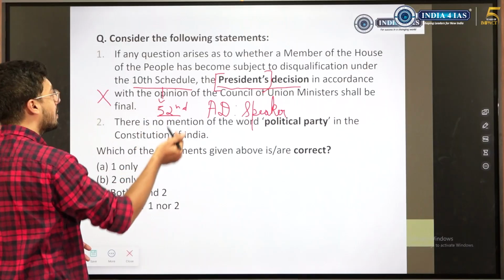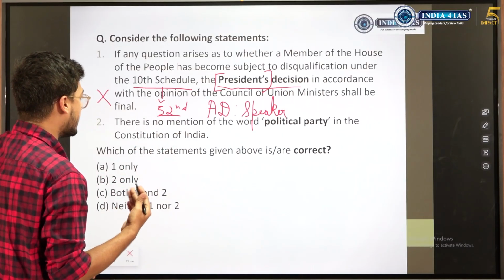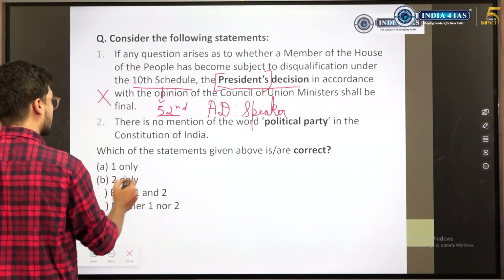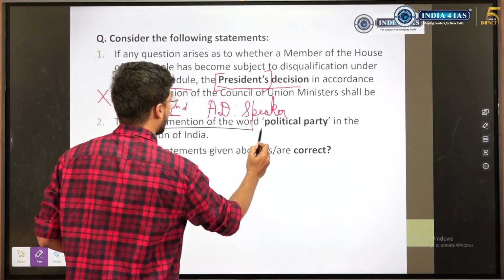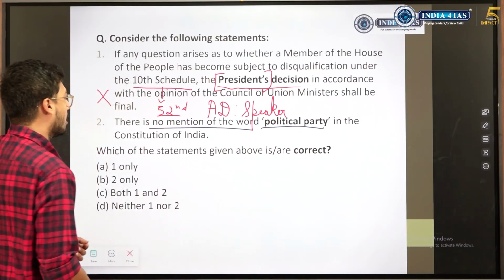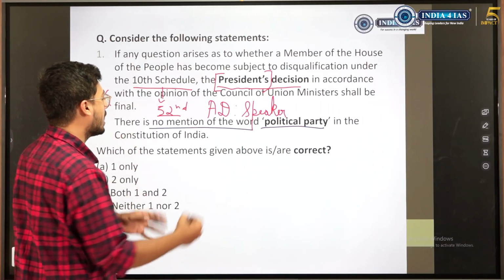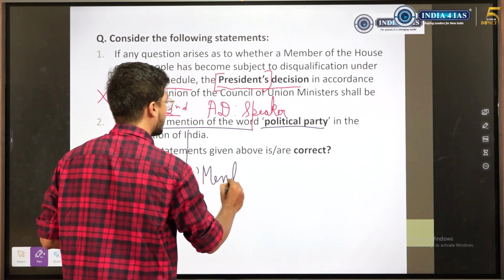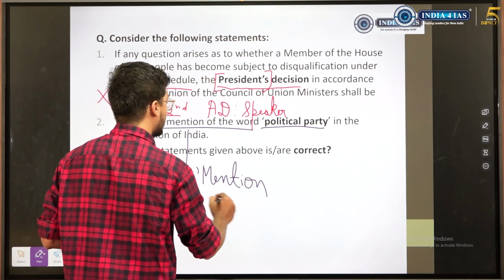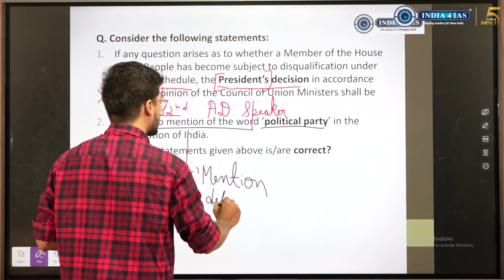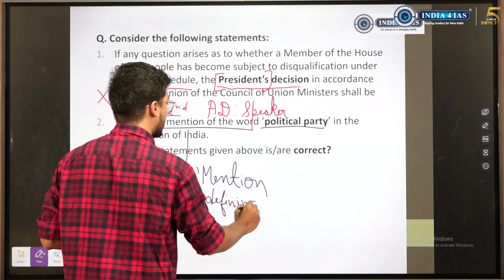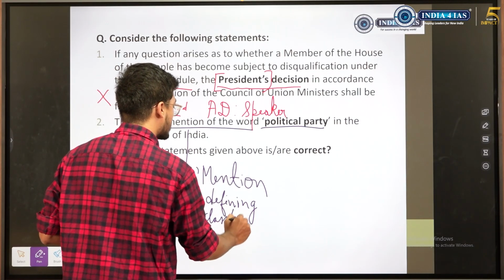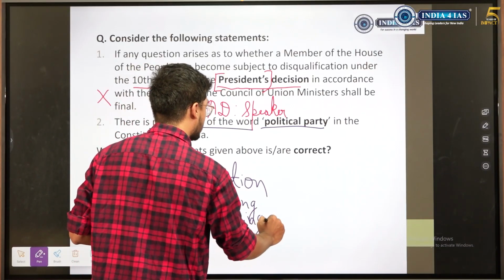Here the President decides, as already stated, but that has still not happened, and there is no mention of the word political party in the Constitution. See, when it comes to what the Constitution has or does not have, please be careful whether it is talking about mentioning, or defining, or classifying, or regulating, or whatever such words.